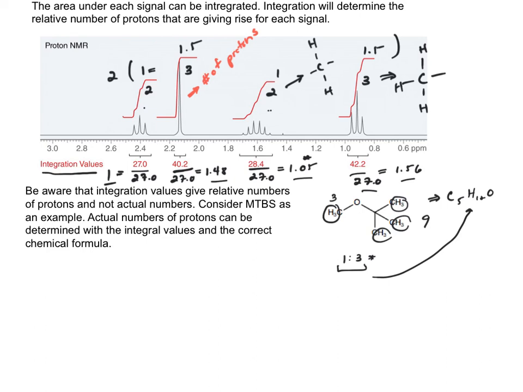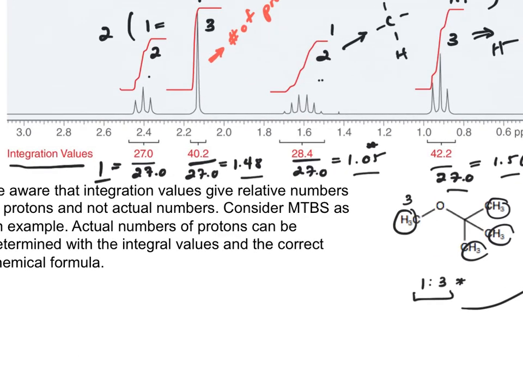Okay, so again, sometimes those integrals will be done for you, so they'll literally be written, oh, this is 1 proton, this is 2 proton, 3, or sometimes you'll actually have to do them yourselves by, again, dividing by the smallest integration value and then multiplying by whatever number you need to get everyone to whole number values.